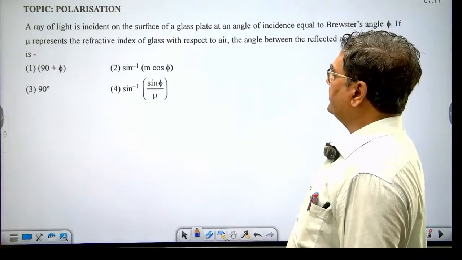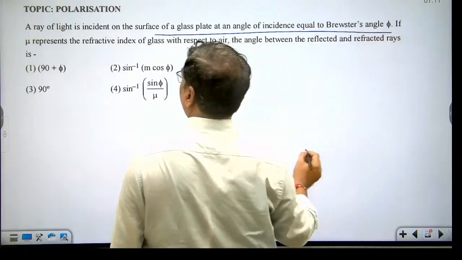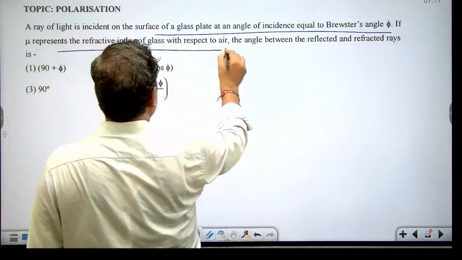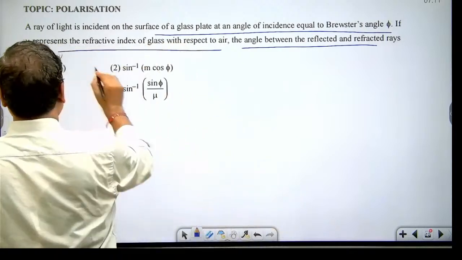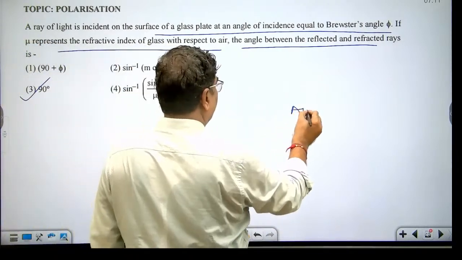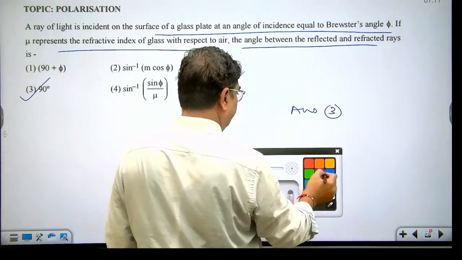A ray of light is incident on the surface of a glass plate at an angle of incidence equal to the Brewster angle. Mu represents the refractive index of the glass with respect to air. The angle between the reflected and transmitted ray will be 90 degrees. Out of 4 choices, the correct answer is option 3.